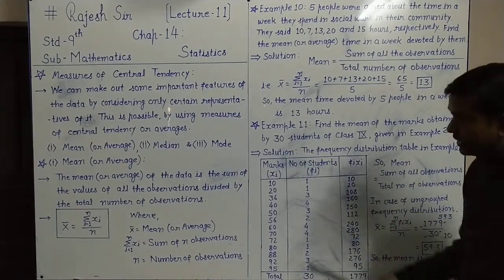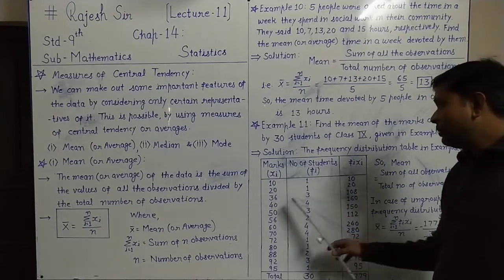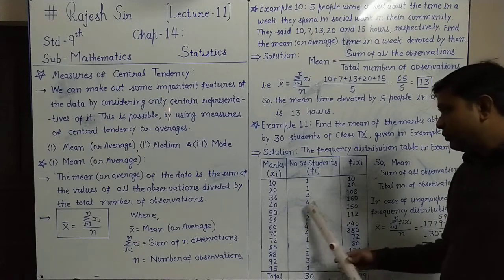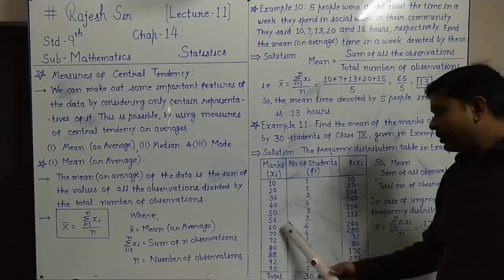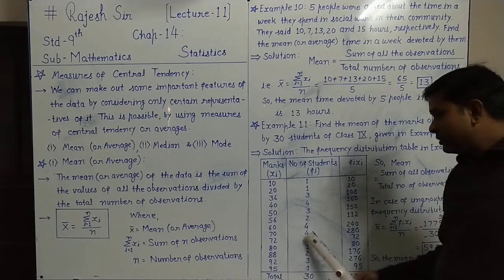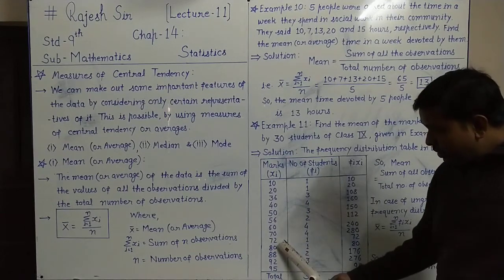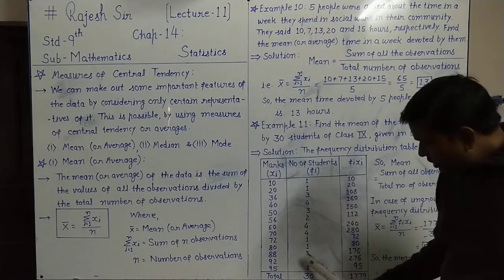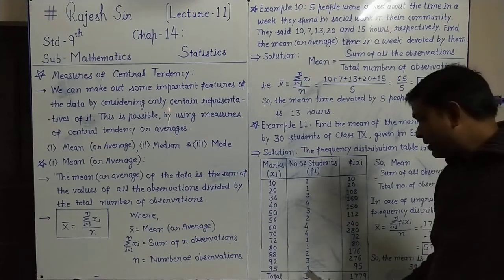And the number of students getting these marks: 10 marks, 1 student; 20 marks, 1 student; 36 marks, 3 students; 40 marks, 4 students; 50 marks, 3 students; 56 marks, 2 students; 60 marks, 4 students; 70 marks, 4 students; 72 marks, 1 student; 80 marks, 1 student; 88 marks, 2 students; 92 marks, 3 students; and 95 marks, 1 student.